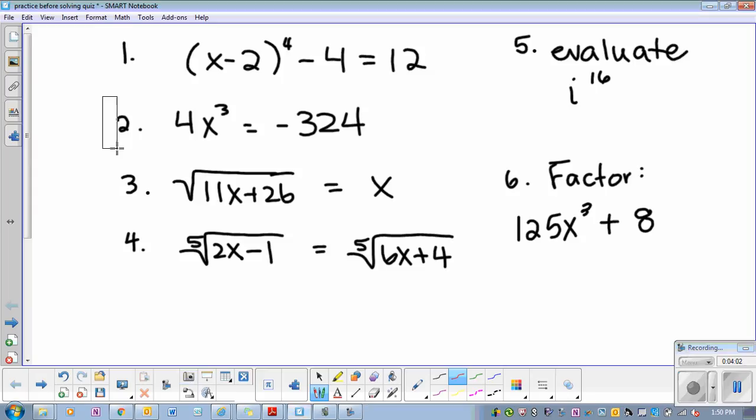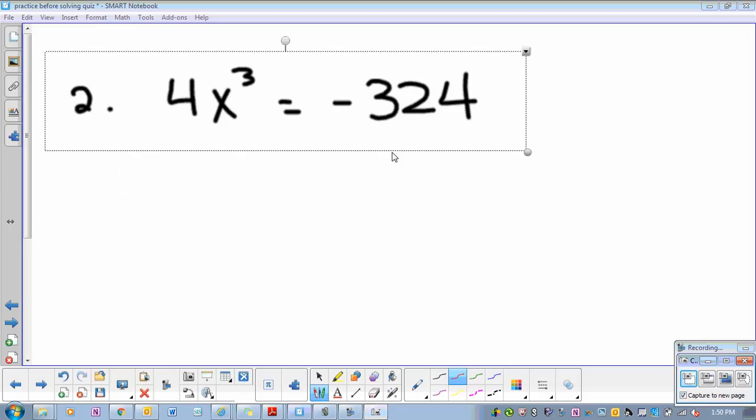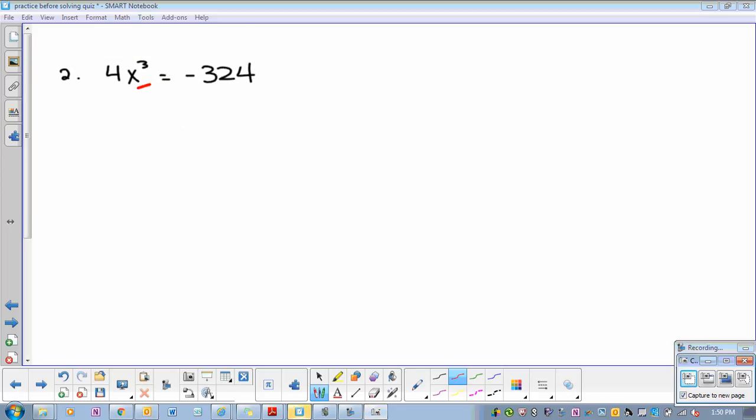Okay, now let's do number 2. All right, so here's number 2. Okay. So, what do I need to do first? Good, divide by 4. Then you have x cubed equals negative what? Good, negative 81.